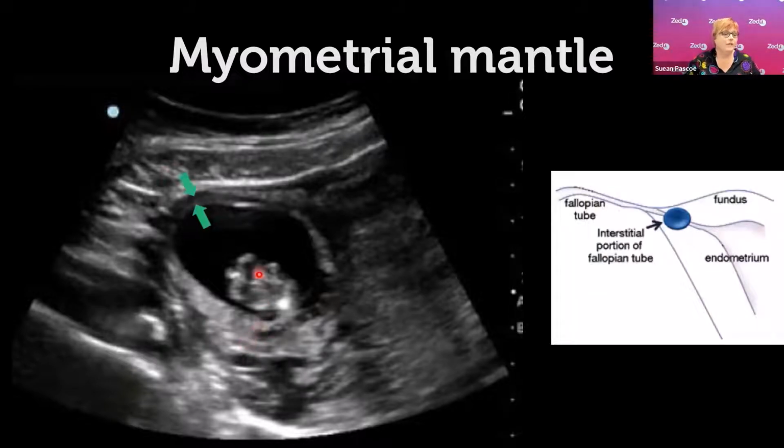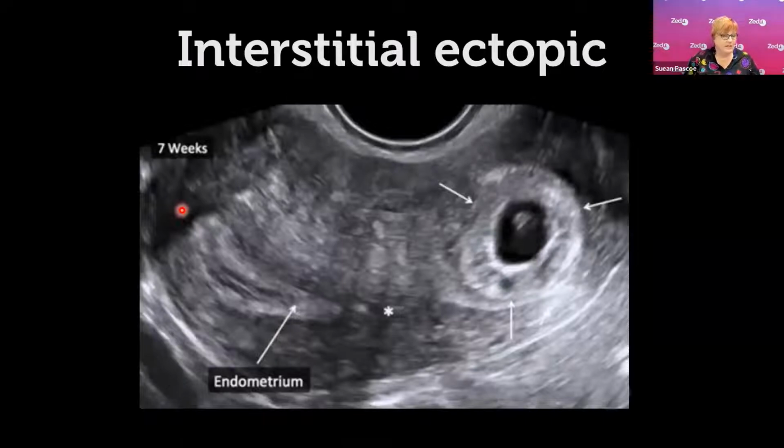What gives it away here is the thickness of the myometrial mantle being quite thin. In a normal pregnancy, that should be at least 5 millimeters or more. In this instance, it's very thin, and it gives away that the pregnancy is in the wrong spot. Here's another example of an interstitial ectopic. We have the endometrial lining over here, and then at the edge of the uterus, this more classic sort of donut appearance of the ectopic pregnancy.